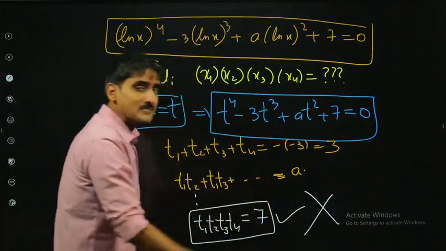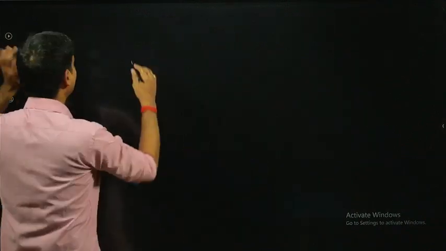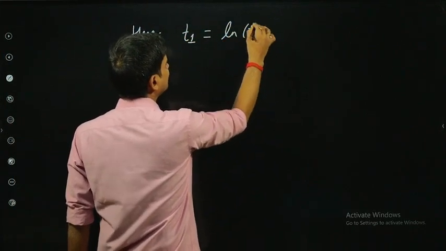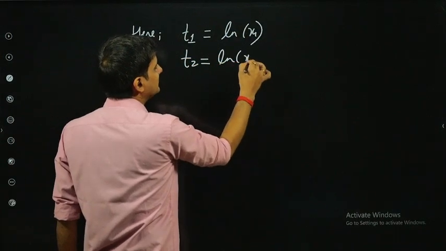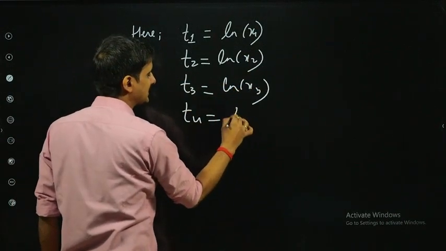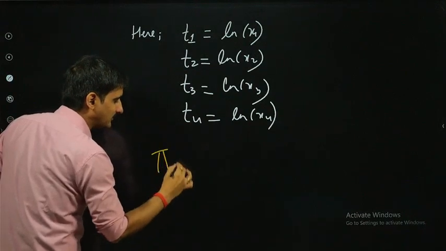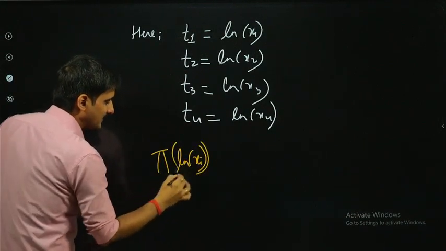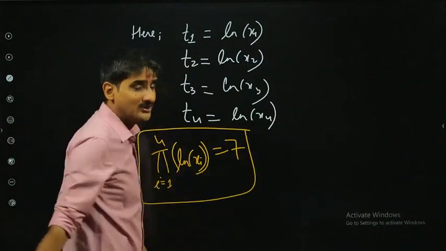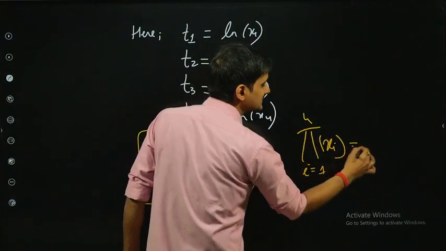Answer is no. Why? Because t1 can't be x1, because t is ln x. So we can claim that t1 is ln of x1, t2 is ln of x2, similarly t3 is ln of x3. So the last relation which we wrote won't give us the product of the roots, rather it will give us the product of ln of xi, where i goes from 1 to 4, and that is 7. But do we need it? Answer is no. We need rather the product of xi when i goes from 1 to 4.